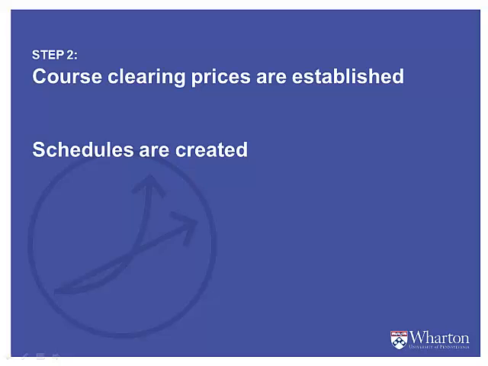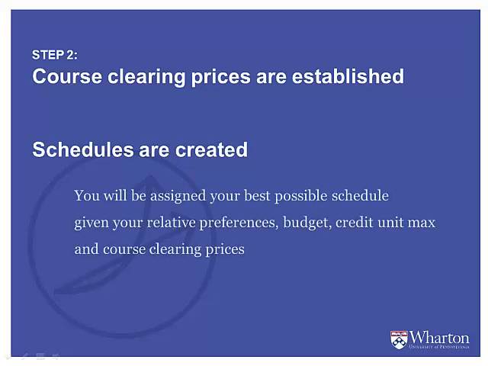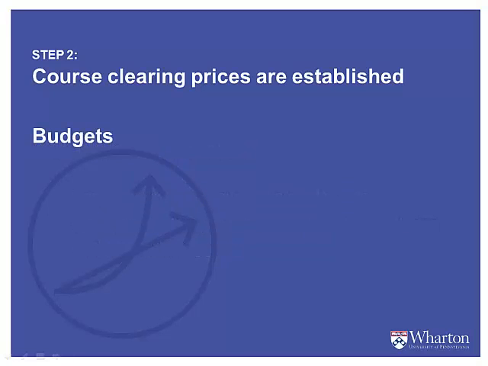Once clearing prices are established, CourseMatch uses your budget to buy your schedule, but not just any schedule. CourseMatch ensures that you are assigned your best possible schedule given your relative utilities, budget, credit unit maximum, and course clearing prices. You can't do any better, and that's true for every student.